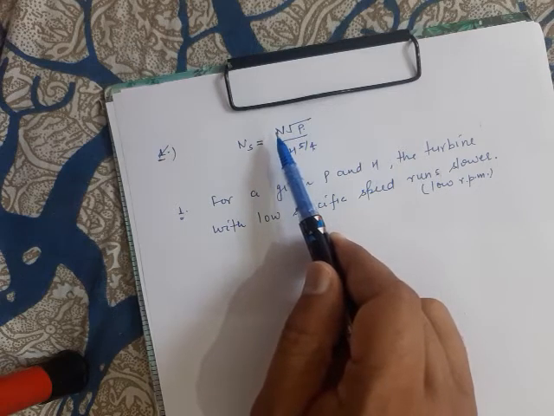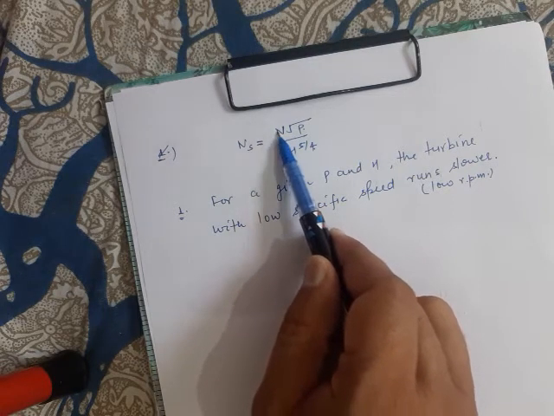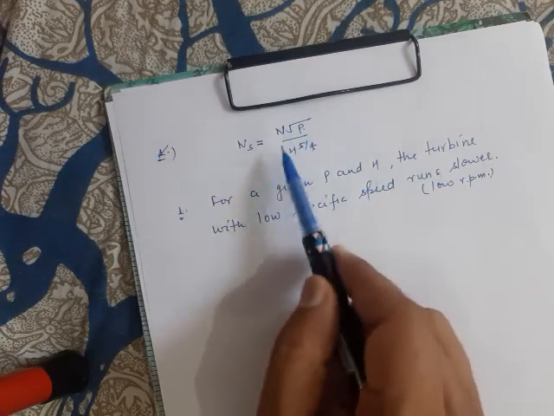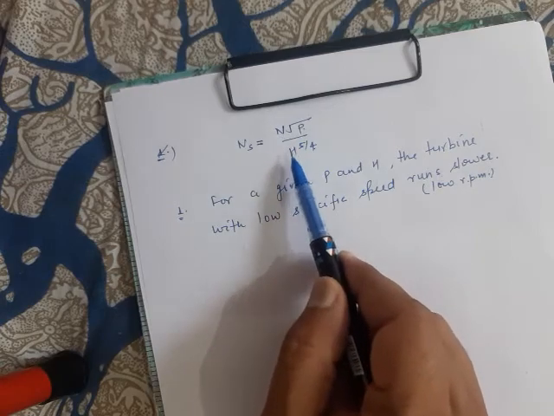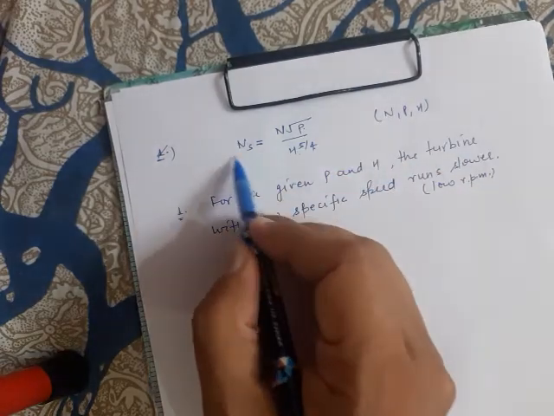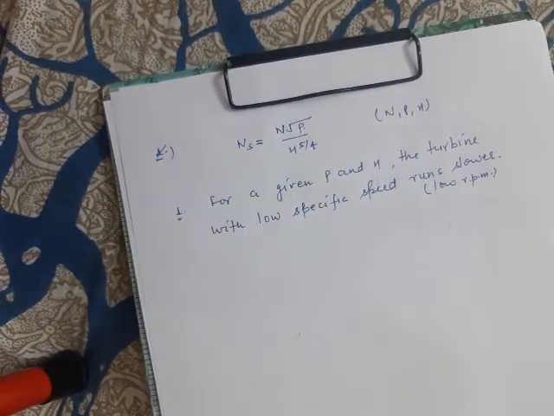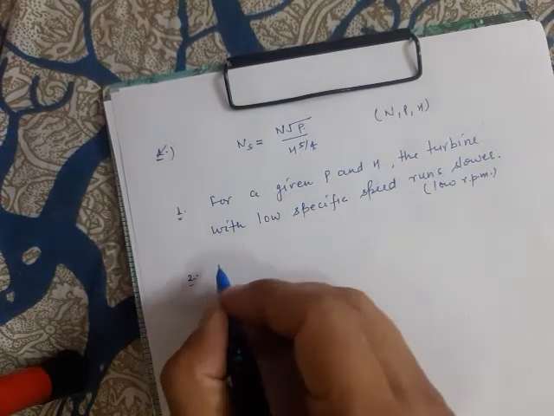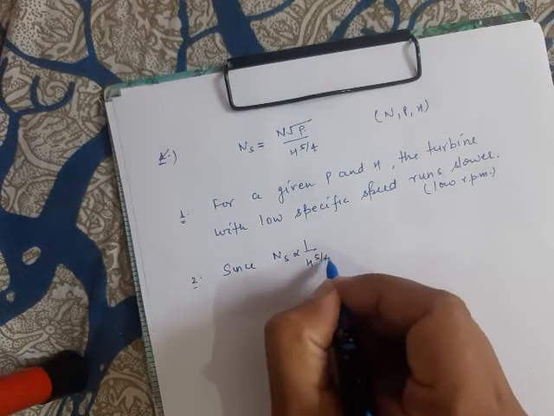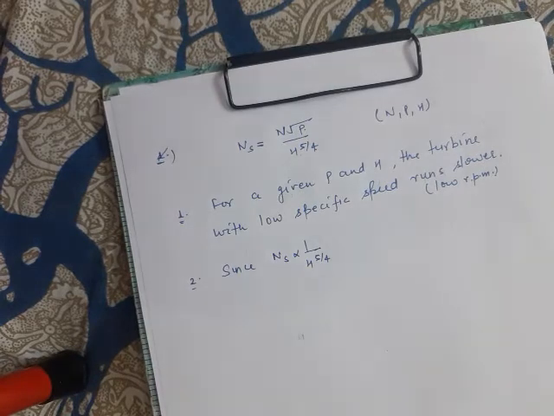So according to the application, you can select the turbine. The expression will enable us to select a turbine for a combination of N, P and H. Getting the value of NS will enable us to select a turbine. Clear? Second point, since NS is inversely proportional to H power 5 by 4 for a given RPM and power, therefore it can be said that for higher heads, lower specific speed turbines are used.